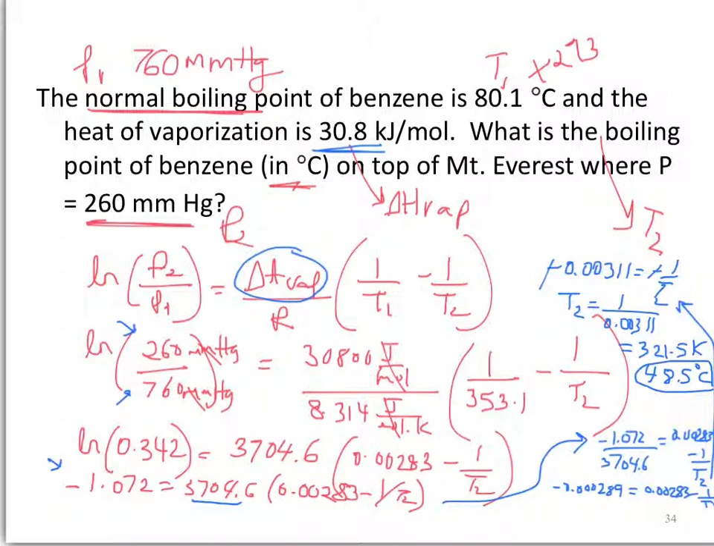And that makes sense. On top of Mount Everest, where the external pressure is only 260 millimeter mercury, any liquid is supposed to boil at a lower temperature. I gave you the example of water in Denver going from 100 degrees Celsius at sea level to 94. Mount Everest is, of course, much higher, so the decrease in the boiling point is going to be pretty dramatic. So your final answer is going to be 48.5 degrees Celsius.